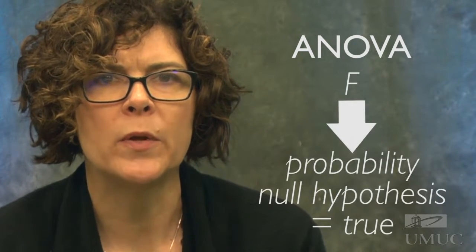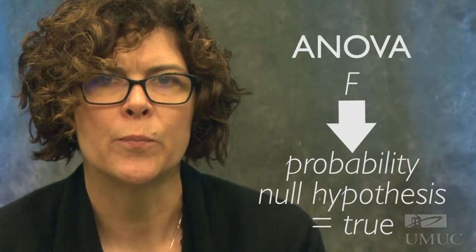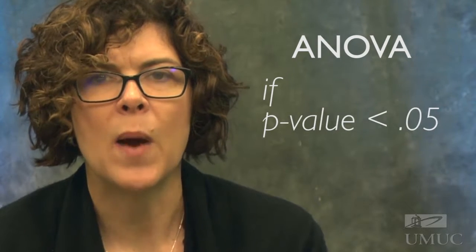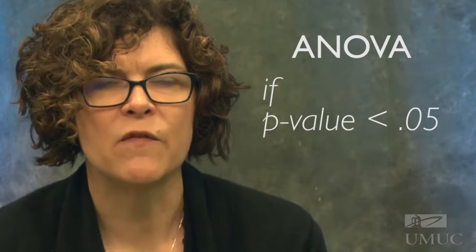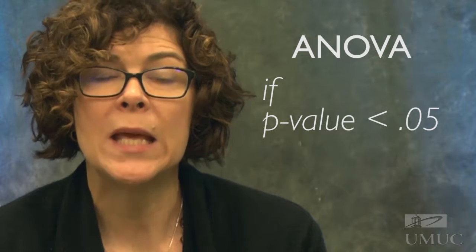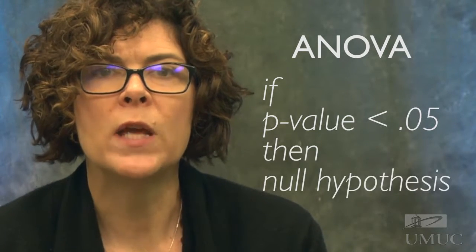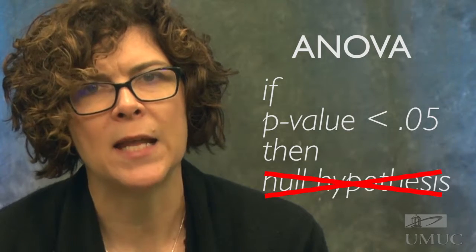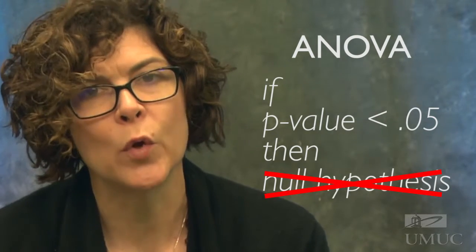It requires either manual or computer calculation of the value of the test statistic F, which is in turn used to determine the probability that the null hypothesis is true. We call this probability the p-value. Usually, if the probability that the null hypothesis is true is less than 5%, or p less than 0.05, then we can reject the null hypothesis and accept our alternative hypothesis that indeed the means, and therefore the groups, are different.